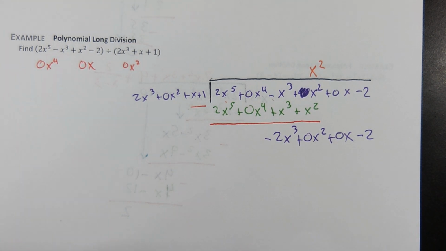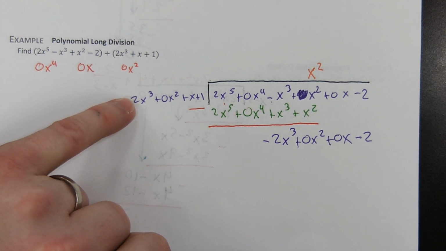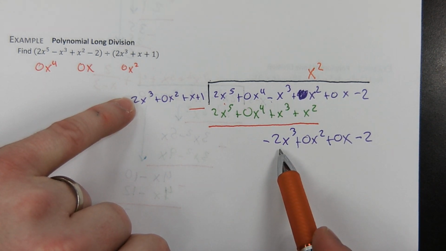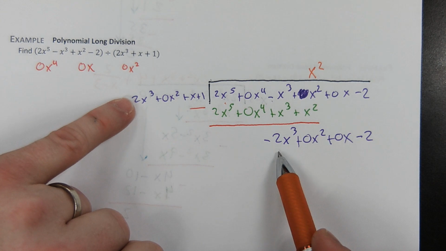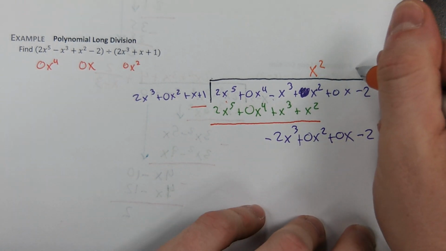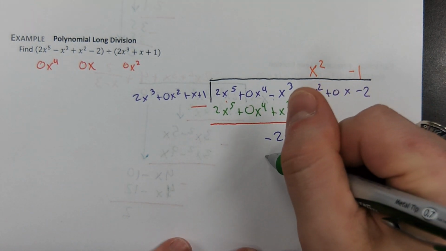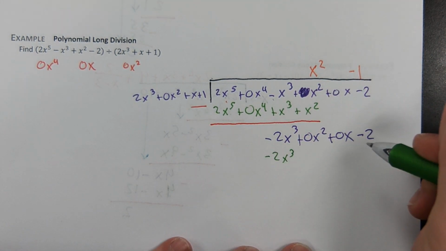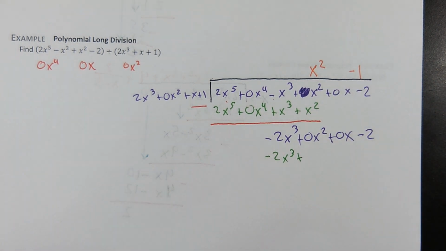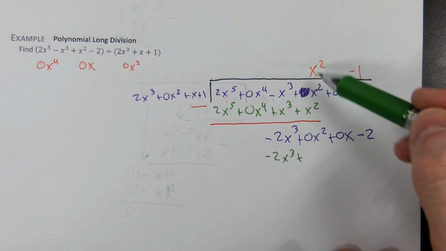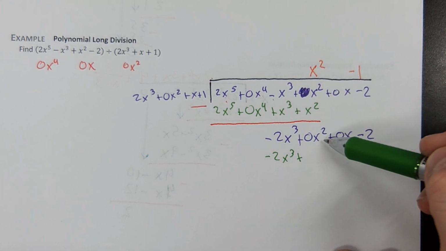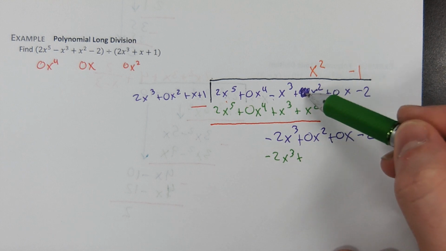Anywho, what do I need to multiply that by to get that? Negative 1, because I already have the correct number of x's. Negative 1. Now let's take this negative 1 and distribute it to this divisor. Negative 2x to the third. Yes. X squared minus x squared. No, it's not x squared minus, yeah, it gave me 0 x squared. 1 minus 1.